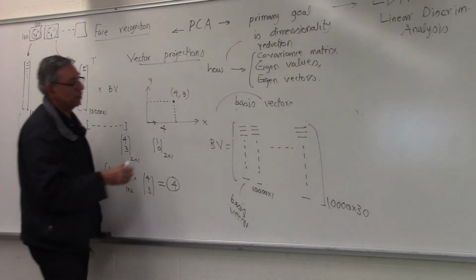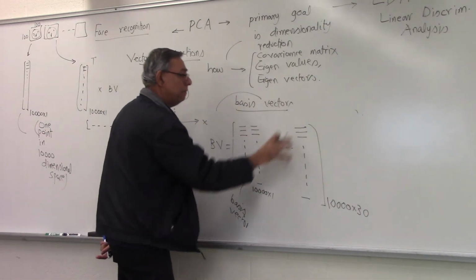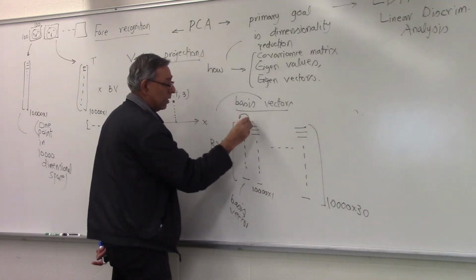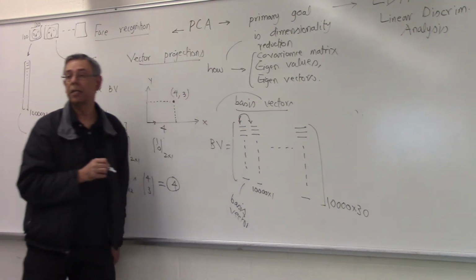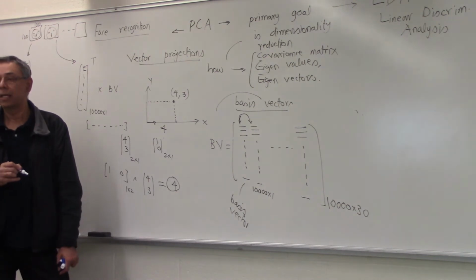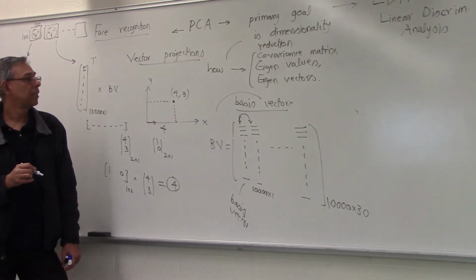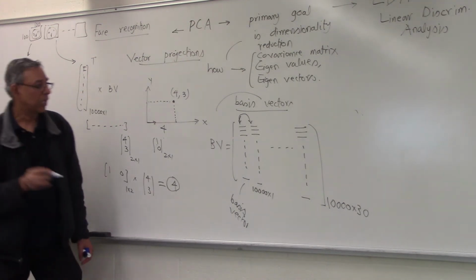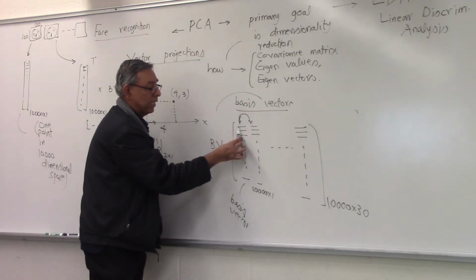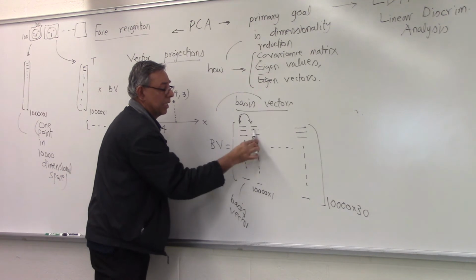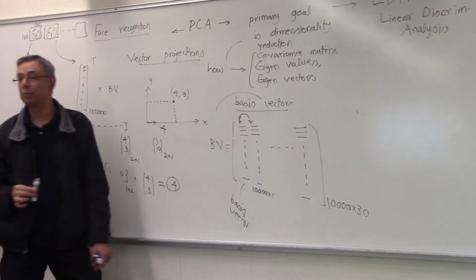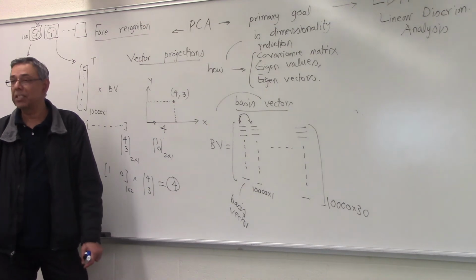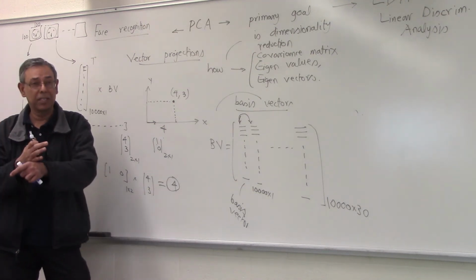Okay, now next question. If we have the basis vectors, if I did the inner product of one with another, what will I get? 0. Okay, if I multiplied this vector with any of these columns, with another basis vector, what will be my answer? 0. Because by definition, basis vectors are orthogonal to each other.